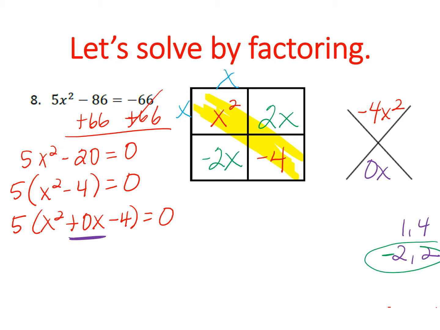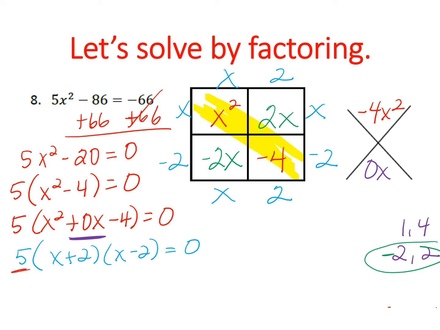And you guys hopefully are pros at this by now, so x times x gives us x squared. Fill in the right and below. X times 2 would give me 2x, and then x times negative 2 would give me negative 2x. Again, bottom right-hand corner, check. 2 times negative 2 is negative 4. So 5, and my factors are x plus 2 and x minus 2.